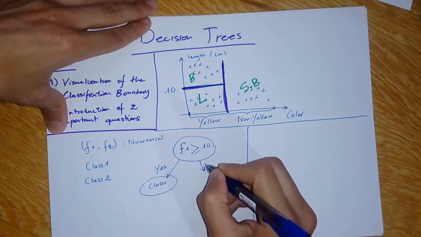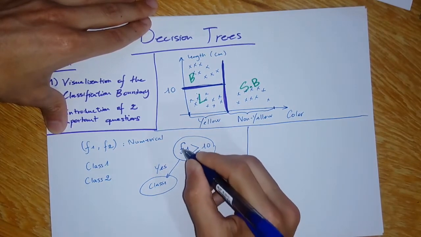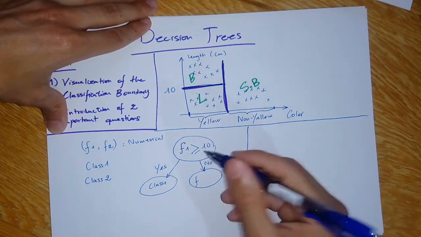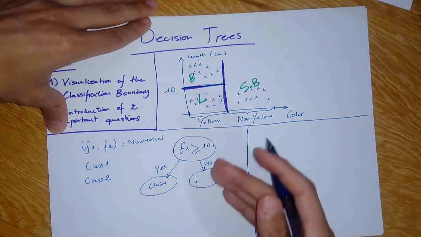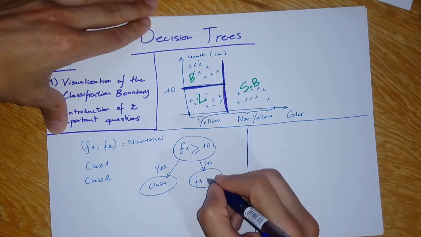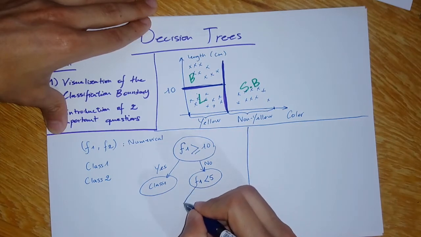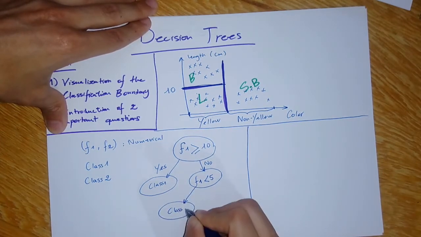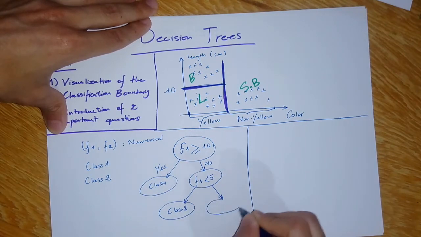Otherwise, if the answer is no, I would ask another question. I would say, well, if F1 is not higher than 10, then it must mean that F1 is lower than 10, right? Therefore, I have the right to ask another question. For example, I can say, is F1 smaller than 5? Well, if F1 is smaller than 5, I can say, for example, this is class 2. Otherwise, I ask another question.